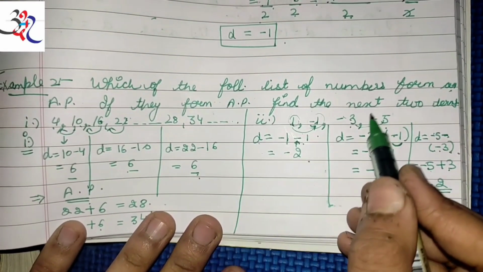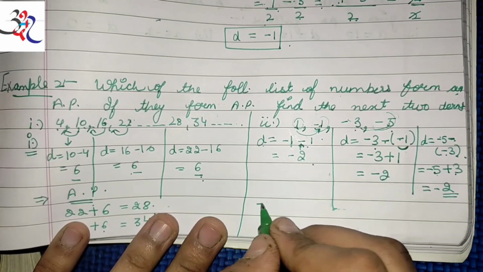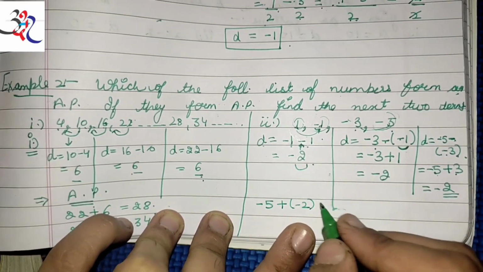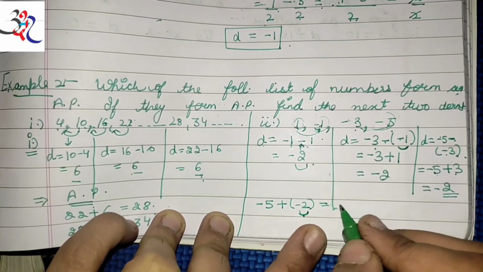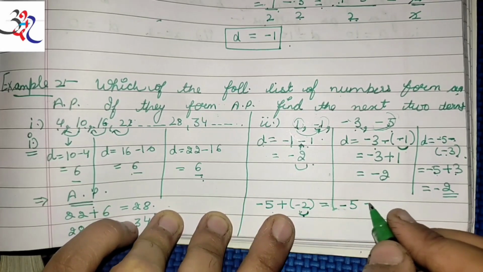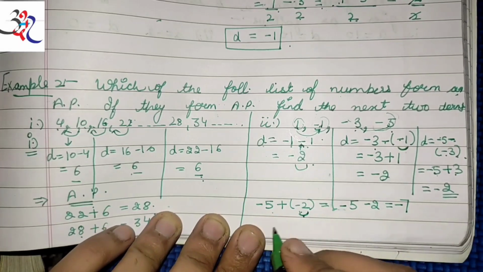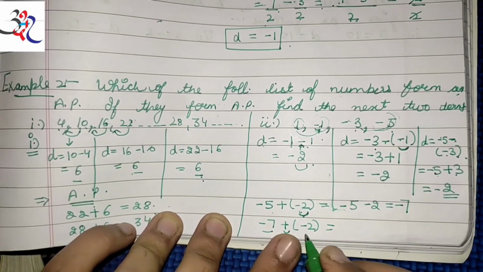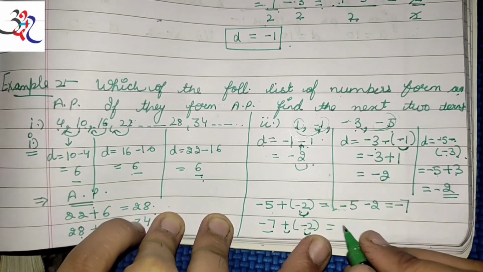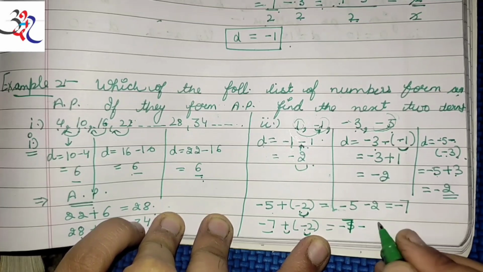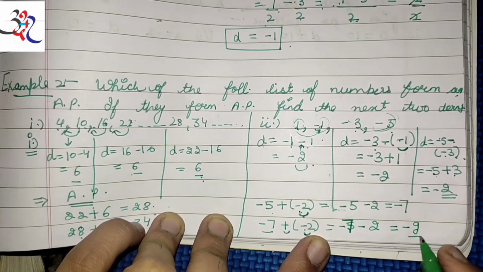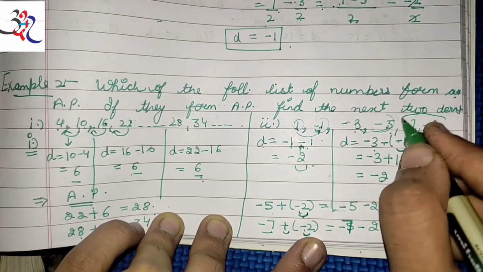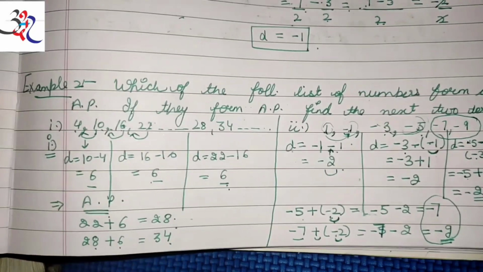So I have to find the next 2 terms. How can I find out the next 2 terms? Minus 5 plus my common difference. The common difference is what? Minus 2. So it will become minus 5 minus 2, which is minus 7. Similarly, my next term will be what? Minus 7 plus minus 2, the common difference. So my answer will be minus 7 and minus 2, which will be equal to minus 9. So my consecutive next 2 terms will be minus 7 and minus 9.